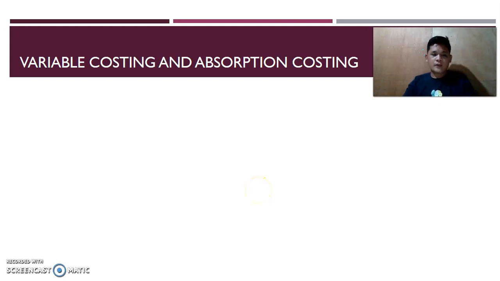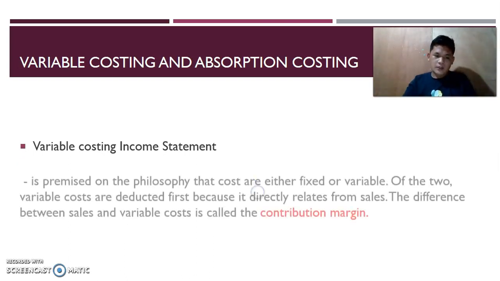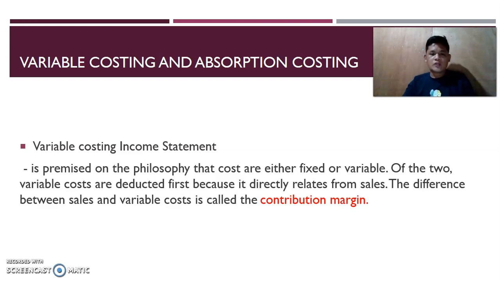So let's proceed. First, let's define the variable costing income statement. It's premised on the philosophy that costs are either fixed or variable. Of the two, variable costs are deducted first because they directly relate to sales. The difference between sales and variable cost is called contribution margin.